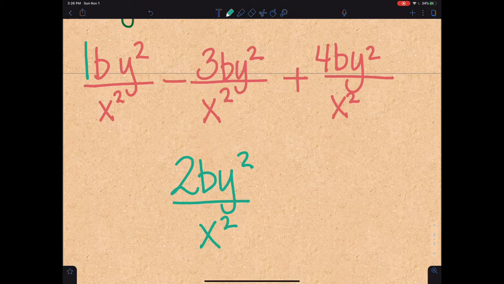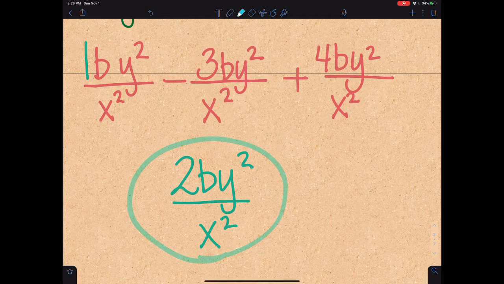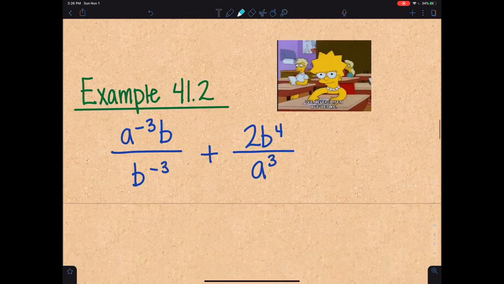And let's see if the book got the same thing. And it looks like it did. So final answer right there. Beautiful. Let's do example 41.2.